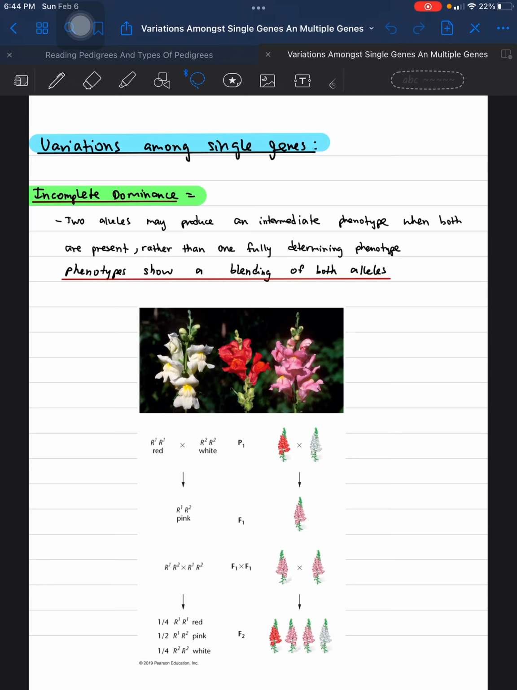And this can be seen in snapdragons, where a red snapdragon crossed with a white snapdragon usually makes an intermediate color, which is pink, right? So that's where the red color and white color are both found, and they blend their phenotypes.